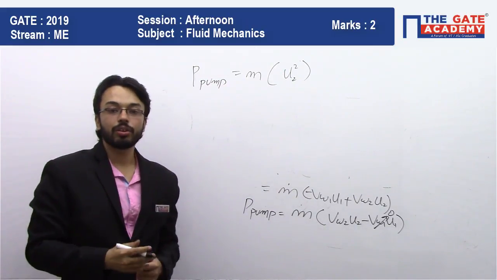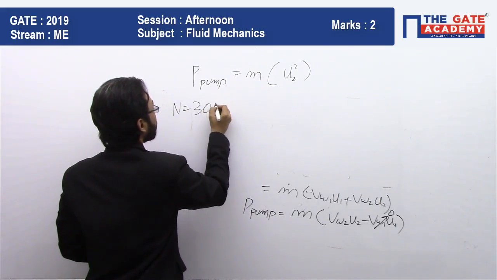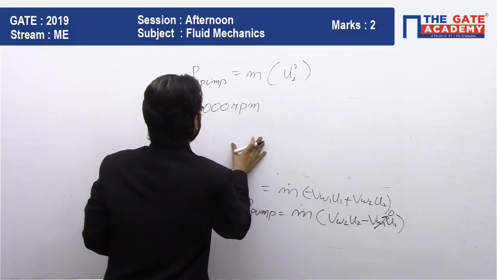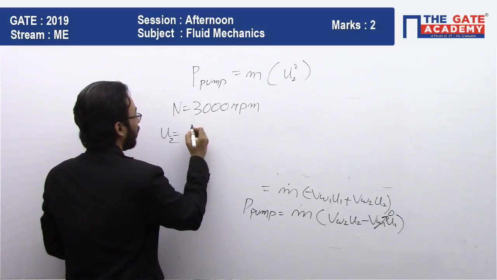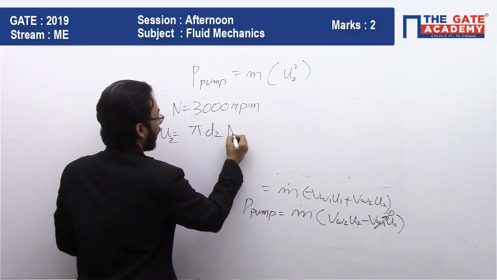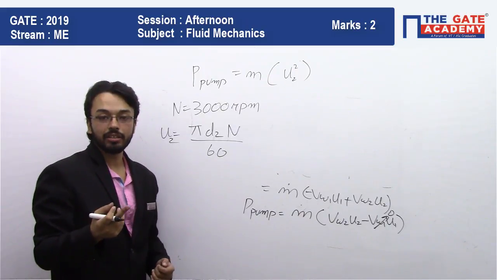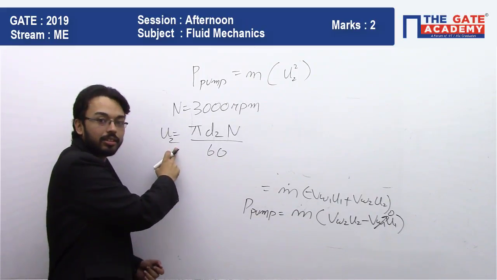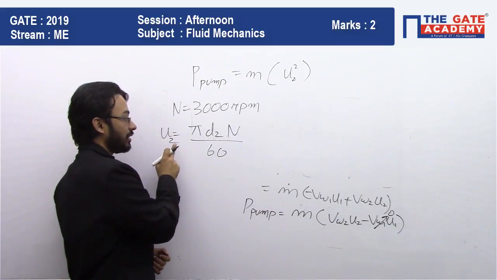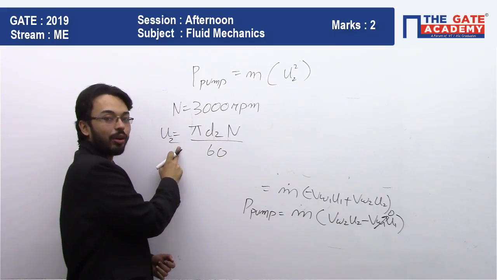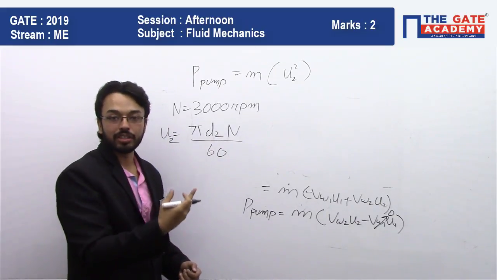Now in the question they had given the rotational speed, n equal to 3000 RPM. Now we can simply convert it. We know that U2 is equal to pi d2 n by 60. U2 is the tangential velocity at the exit, so d2 is going to be the outer diameter, the diameter at the exit on the outer side.